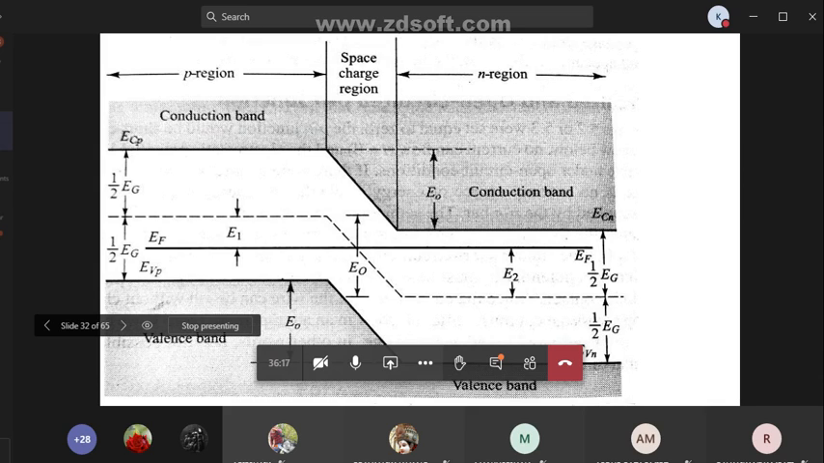So how to calculate E1? E1 equals ECP minus ECN, right? ECP minus ECN. Similarly, E2 equals EVP minus EVN, right? So EVP minus EVN. So E0 equals E1 plus E2.